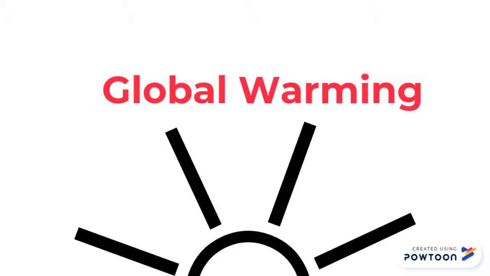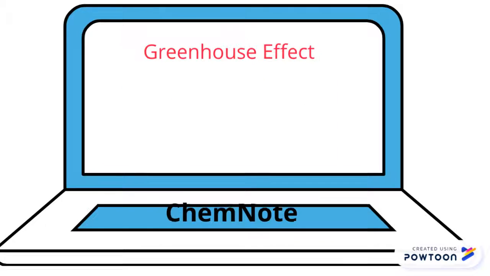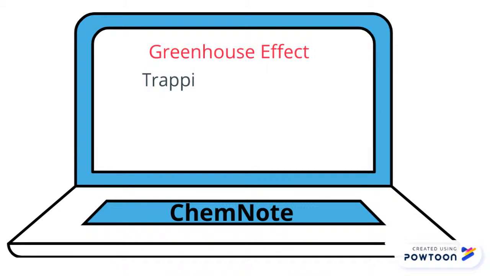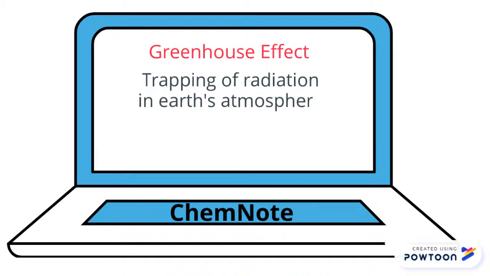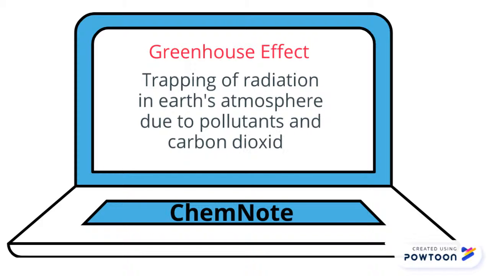Global warming is a gradual increase in the overall temperature of Earth's atmosphere. This is due to the increase in carbon dioxide emissions, air pollutants, and greenhouse gases. Quick chem note: the greenhouse effect is the trapping of sunlight and solar radiation within Earth's atmosphere. Normally, radiation escapes into space. However, CO2 and pollutants in the atmosphere trap the radiation, making the Earth hotter.